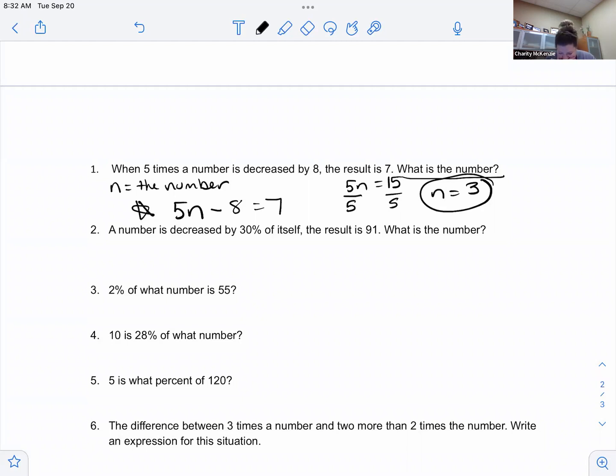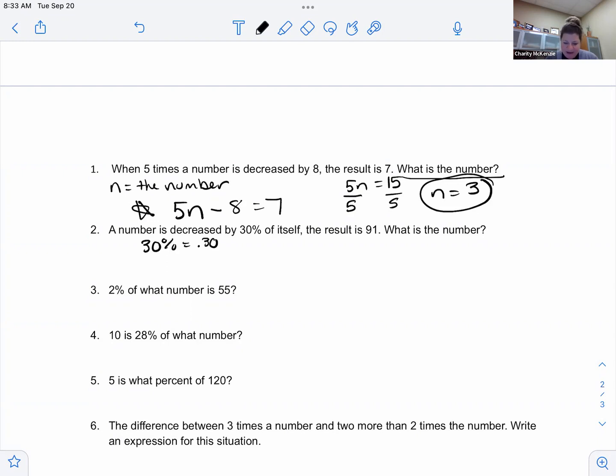Okay, a number is decreased by 30% of itself. The result is 91. First of all, when I want to work with a percent, 30%, I have to use the decimal. So what is the decimal of 30%? Move the decimal 2 places to the left. So 30% as a decimal is going to equal 0.3, right? You can write it as 0.30 or just 0.3. Now that's a number we can work with, okay?